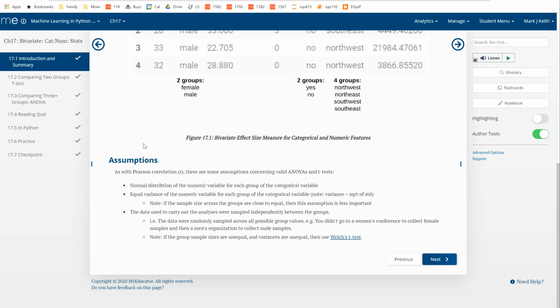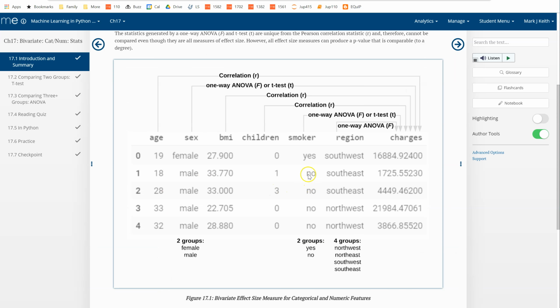This concept of heteroscedasticity or equal variance across all numeric features applies here with the t-test, but it simply means we want to see that the variance or the standard deviation of each group's values of the numeric label have equal variance. And then lastly, the data used to carry out the analyses were sampled independently between groups, meaning, for example, one group doesn't depend on another. So for example, smokers' insurance charges are not a function of non-smokers' insurance charges.